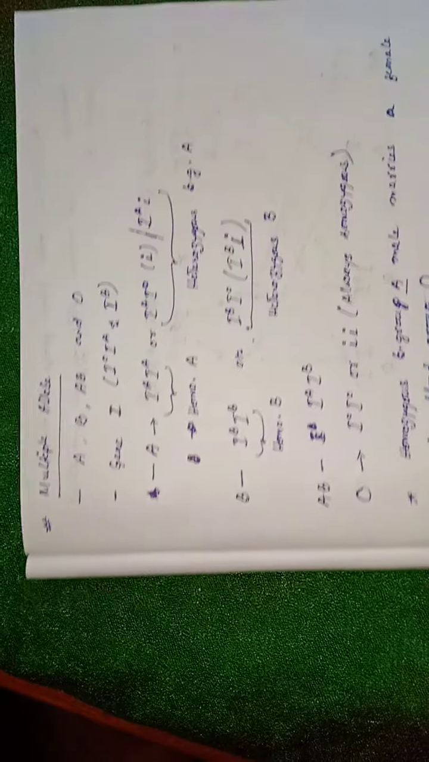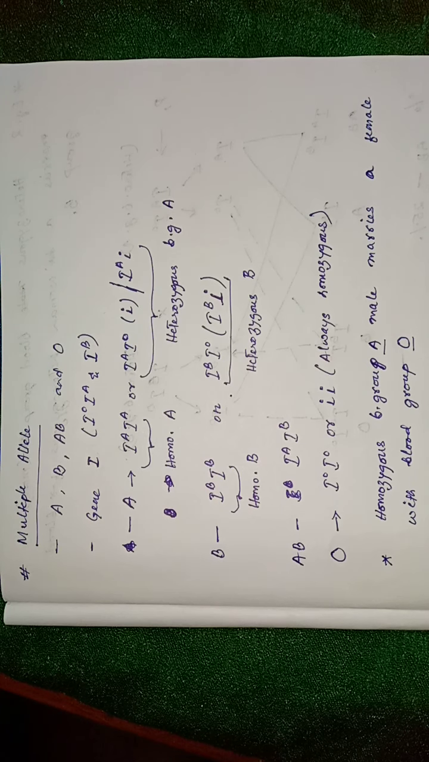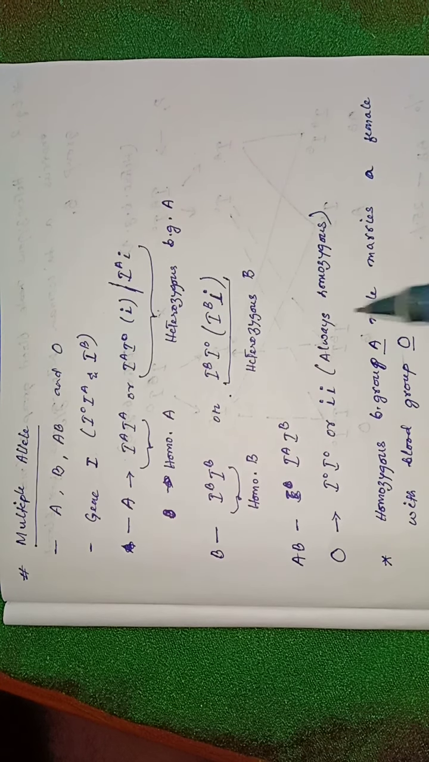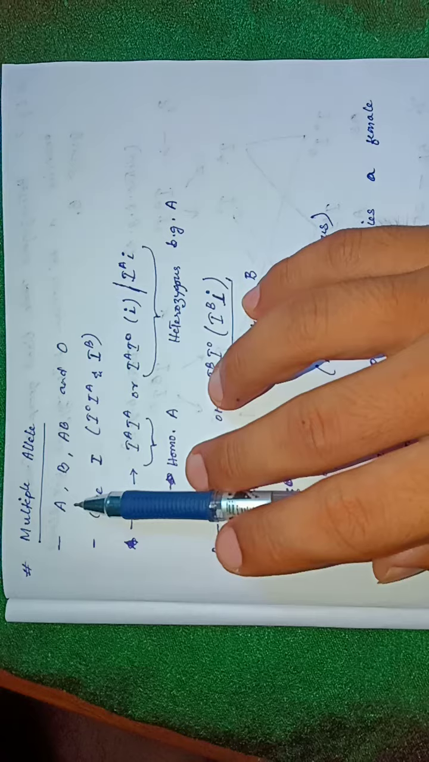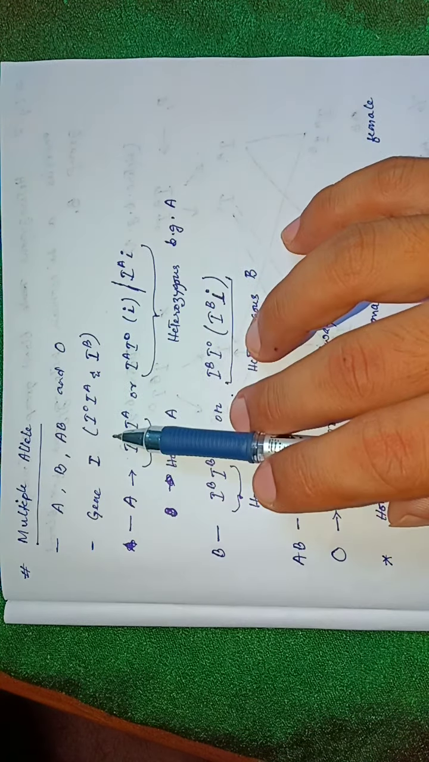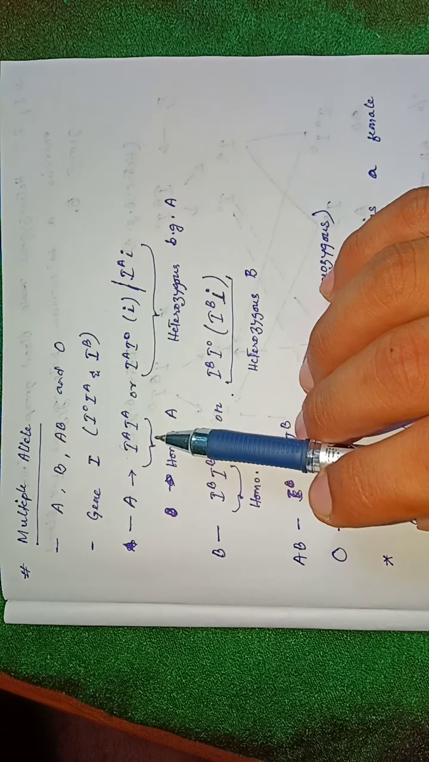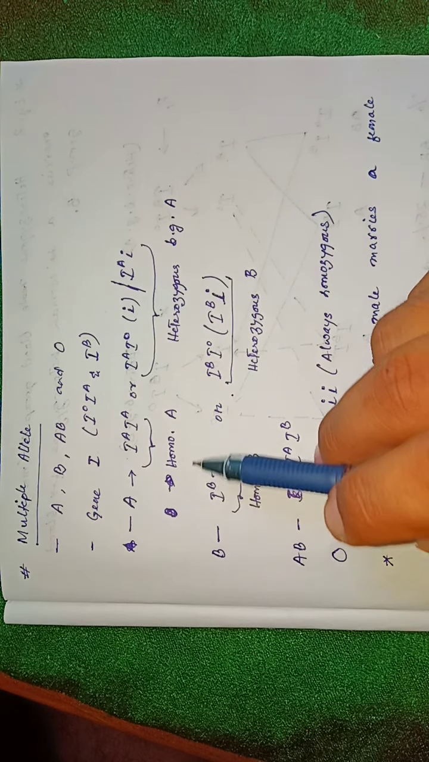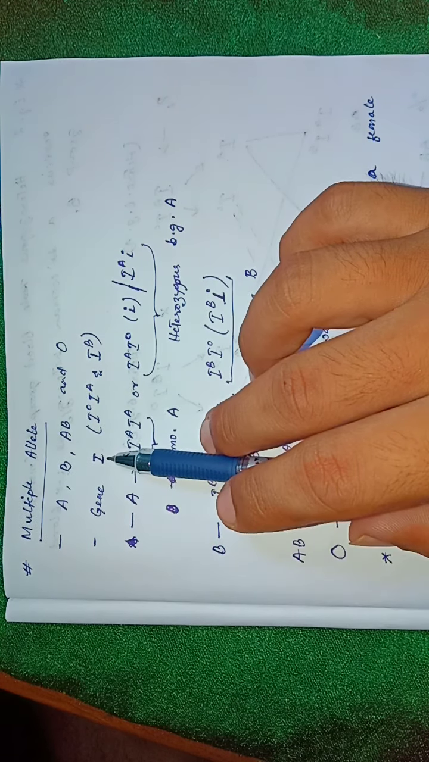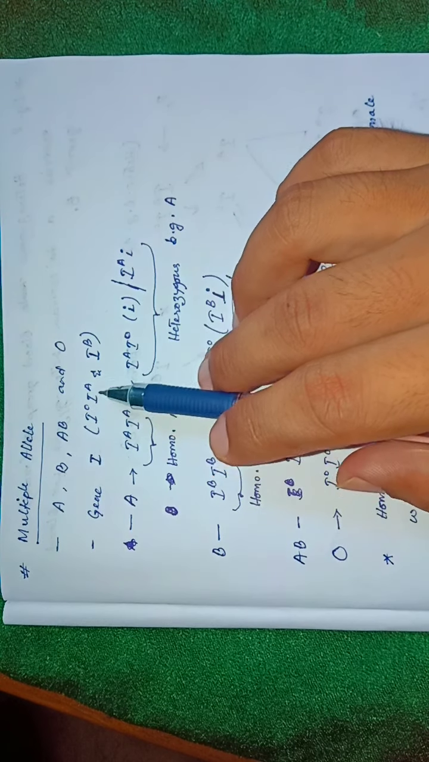Now the next topic will be multiple alleles. What are multiple alleles? Multiple alleles are multiple alternatives of the same gene which influence the same character and produce different expression in different individuals. In humans, there are 4 types of blood group: A, B, AB, and O. These blood groups are determined by the presence of specific glycoproteins called antigens on the surface of the RBC. This antigen is indicated by gene I, and gene I has 3 alleles, that is IO, IA, and IB.